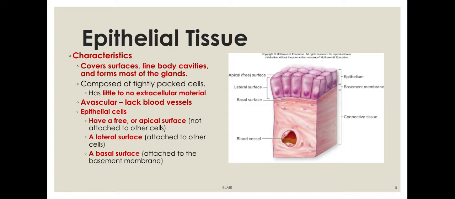Epithelial cells, they have a free or what we call apical surface. That's the part that's not attached to something else. They have a lateral surface that is attached to other cells. It's like the sides. And then they have a basal surface, which is the part that is attached to a basement membrane or the bottom.